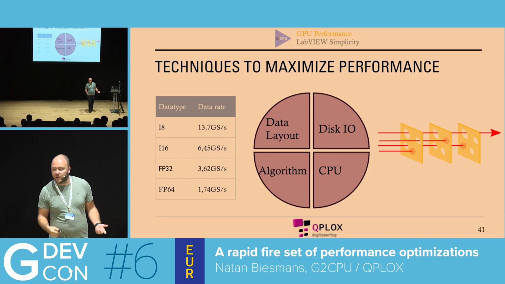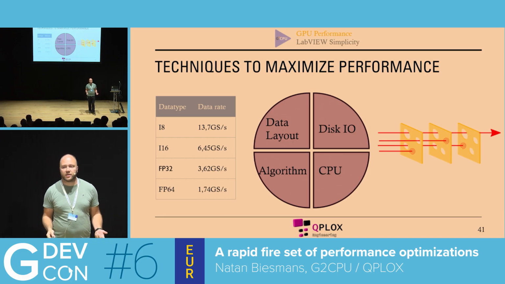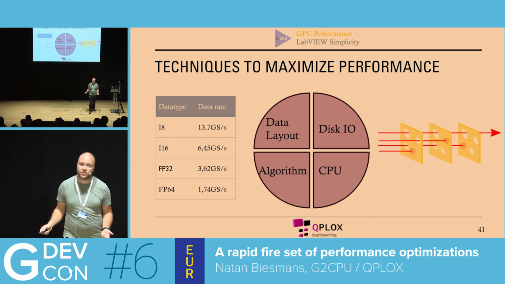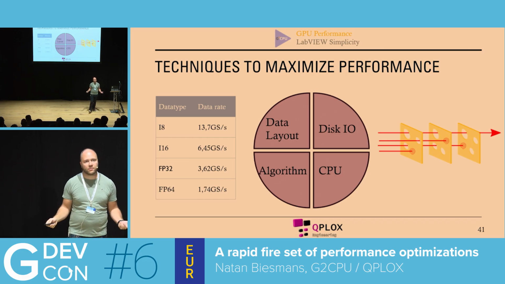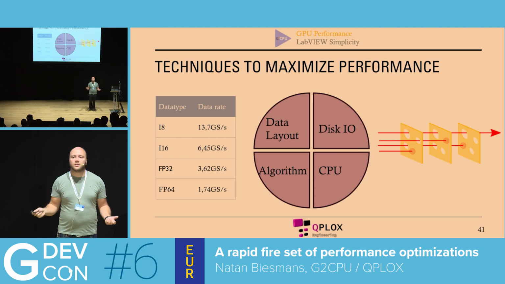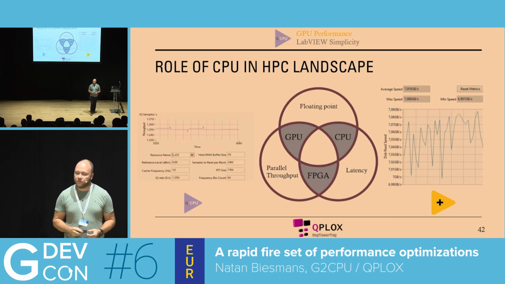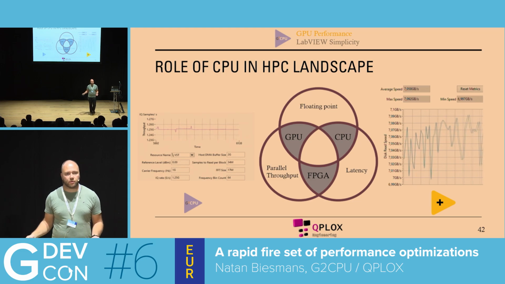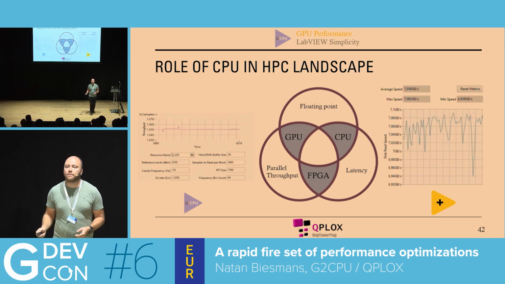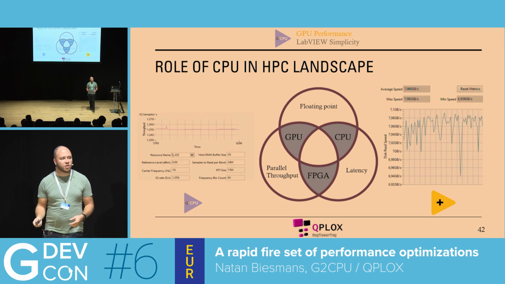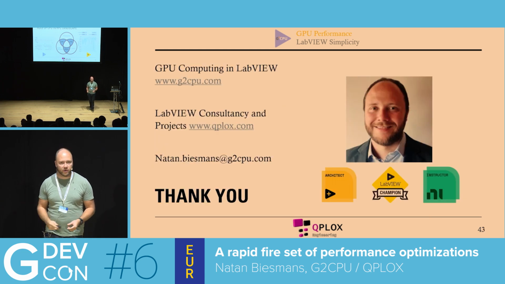During this presentation, we had a look at the different types of optimizations we can do. I hope some of them are of use to you. This is why they were rapid fire. They went all over the place. So if there's something of interest, you can definitely use it. And of course, the role of the CPU in the high-performance compute landscape. It's not because the CPU has less performance than the GPU or the FPGA. That's not relevant.